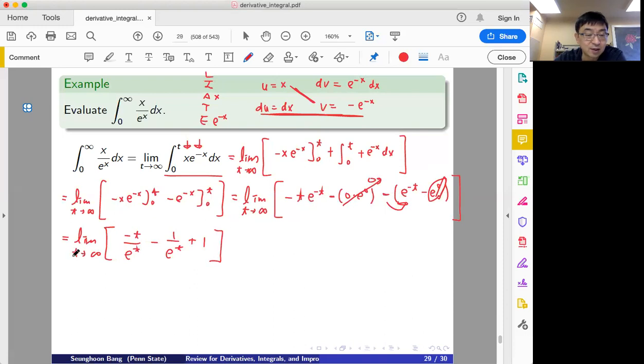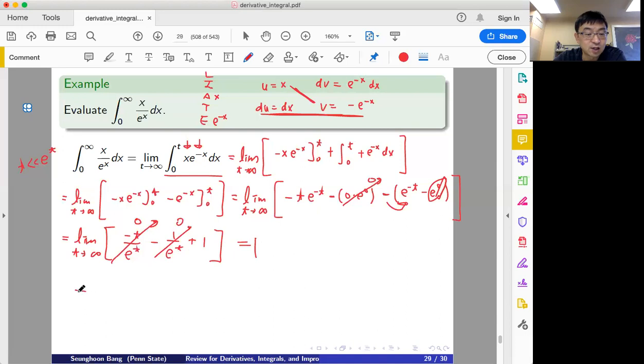You can take a limit of t and e to the t. I'm going to use relative rate of growth. So e to the t is growing faster than t, so this is going to 0. So this is 1 over infinity, which is going to 0. What's the answer? This is 1.